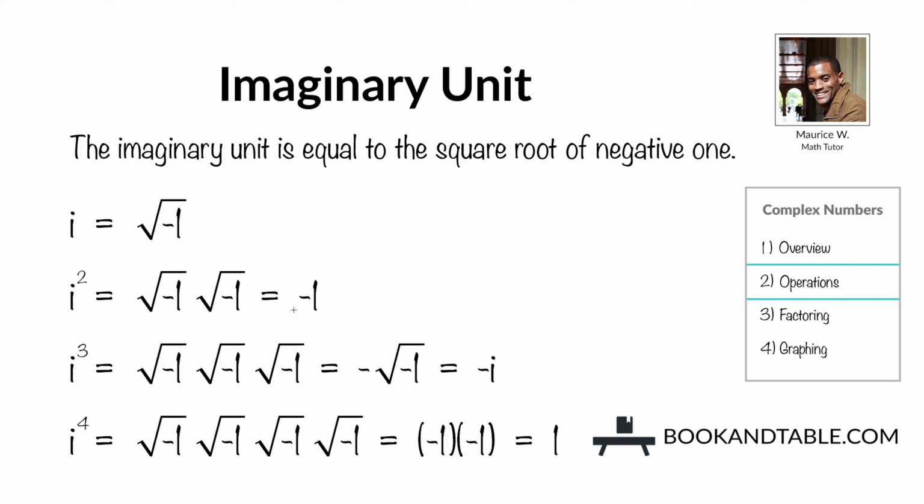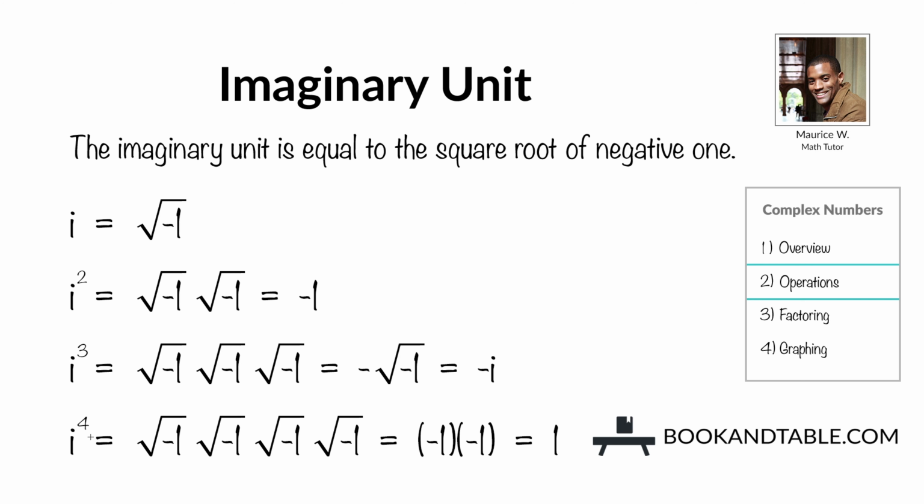But the imaginary unit goes through a cycle up to 4. So i cubed is equal to the square root of negative 1 times the square root of negative 1, times the square root of negative 1, which would be equal to negative 1 times the square root of negative 1. And this would be equal to negative i. So i cubed is equal to negative i.